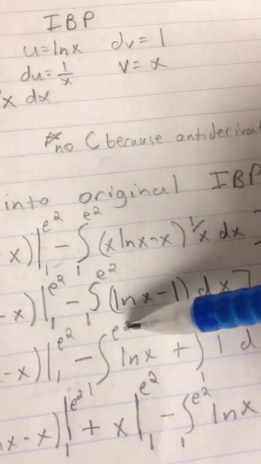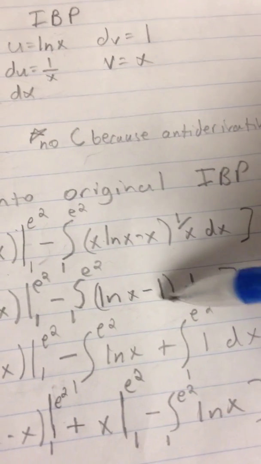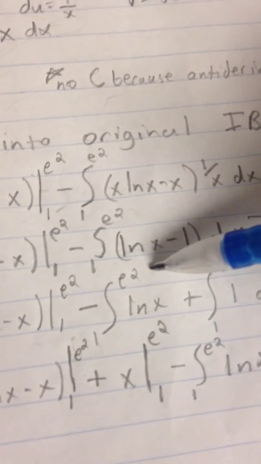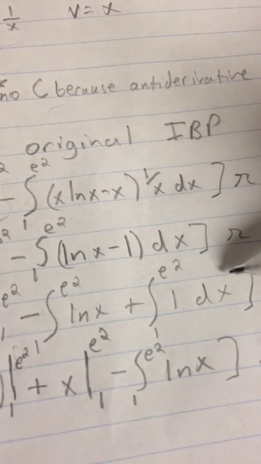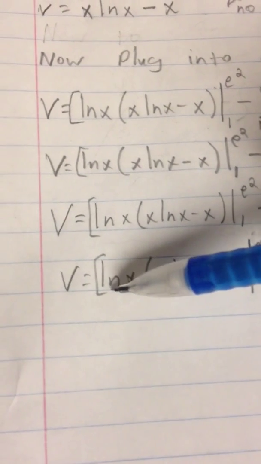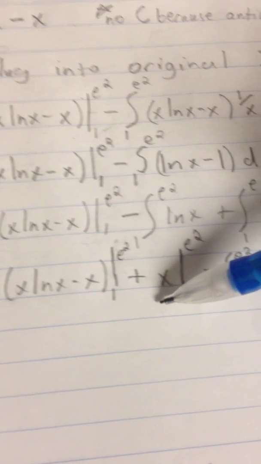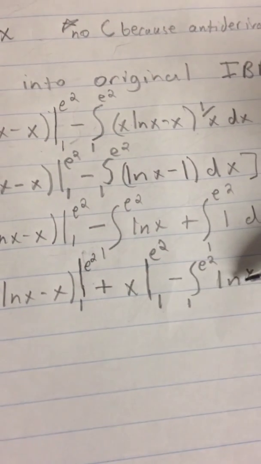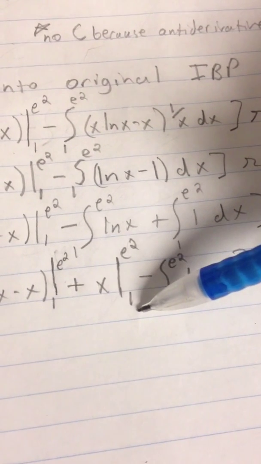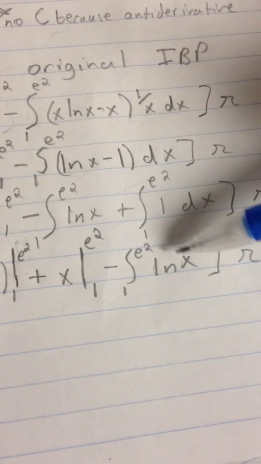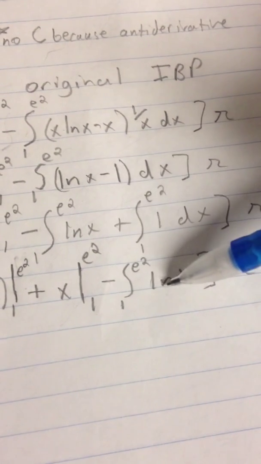I distributed my 1 over x, got rid of the x before the ln x and the x here. Separated my integral, made it a little easier to solve. Distributed my negative, so I had a plus integral of 1 dx. I still have my ln x here. Then once again, everything's still the same over here. Now I only have one more integral to solve. My 1 dx was evaluated as x on the boundaries from 1 to e squared, and my ln x is now down here. Everything's still multiplied by pi.